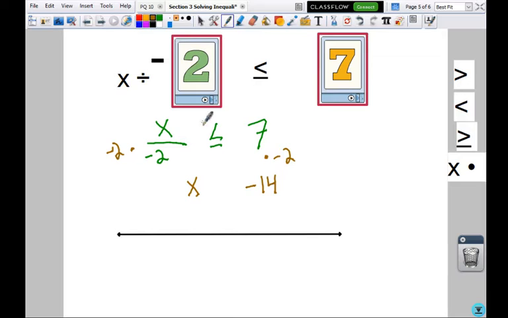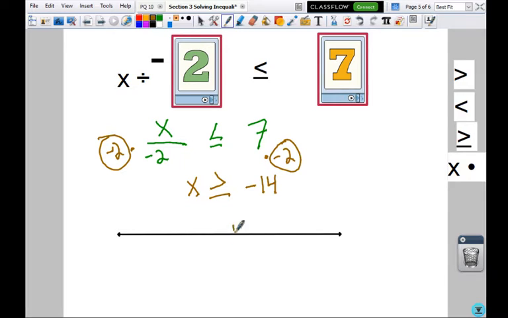Is my inequality going to flip? Yes. Because? Let him think about this. You're right, it is going to flip. So why did it flip? What did I multiply by? A negative. Because I multiplied by a negative, it flipped. So it's pointing the other way.